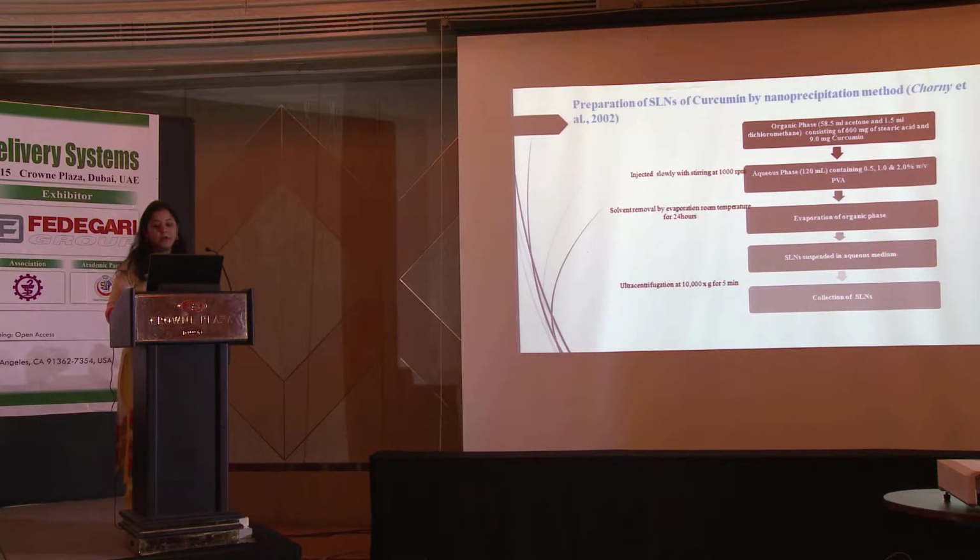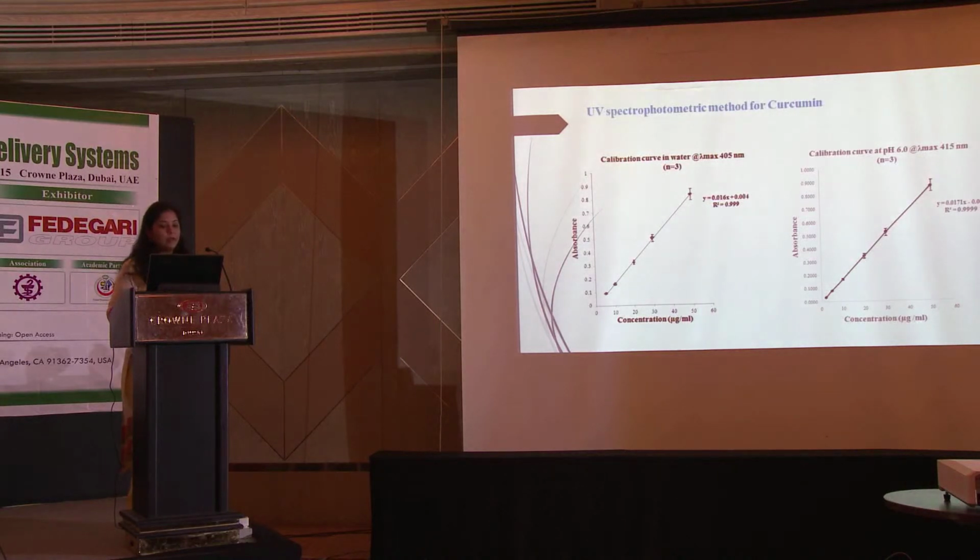So we prepared the SLNs of curcumin by the nanoprecipitation method. First of all, we took an organic phase consisting of acetone and dichloromethane, in which we added the curcumin and the stearic acid, and this was added to the aqueous phase. We prepared three kinds of SLNs containing 0.5%, 1%, and 2% weight by volume of polyvinyl alcohol. Then it was left overnight for solvent evaporation, and the SLNs were collected by centrifugation, and then they were dried.